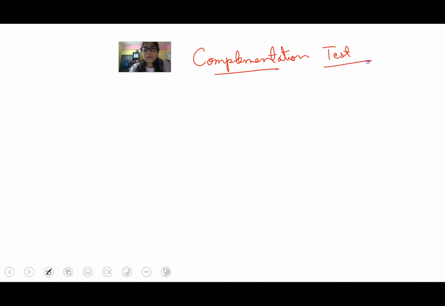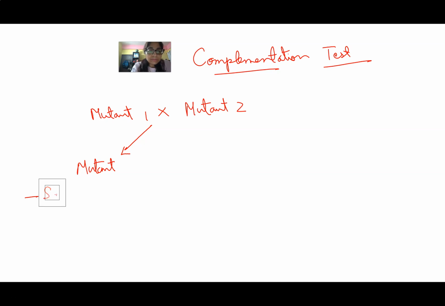So what exactly is done in complementation test? We will cross two mutants. Okay, mutant 1 crossed with mutant 2. Now, which are those two mutants? The mutants which have the same mutant phenotype. Now, it can have two different results. So, if mutant 1 cross mutant 2 produces mutant phenotype, okay, what will be the understanding? That the mutations did not complement each other. Why did they not complement each other? Because the mutations were occurring in the same gene.